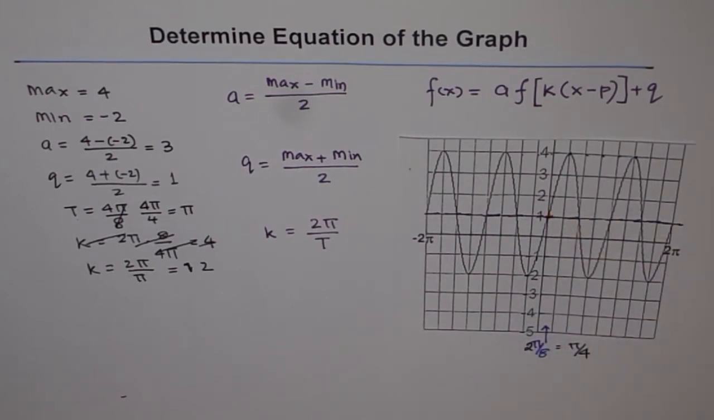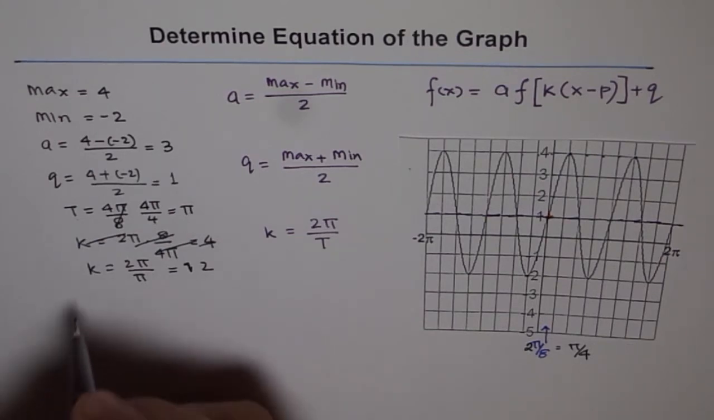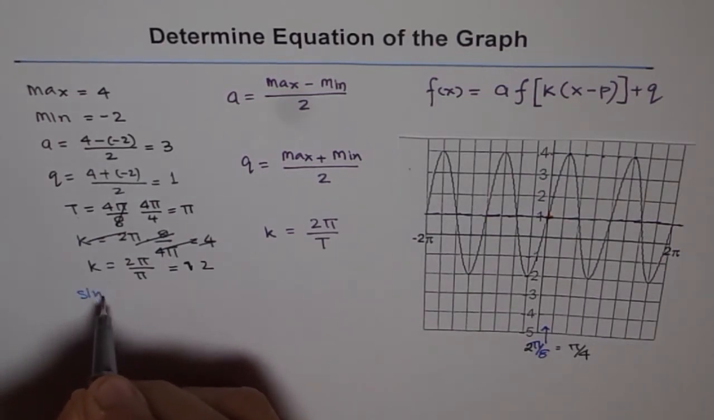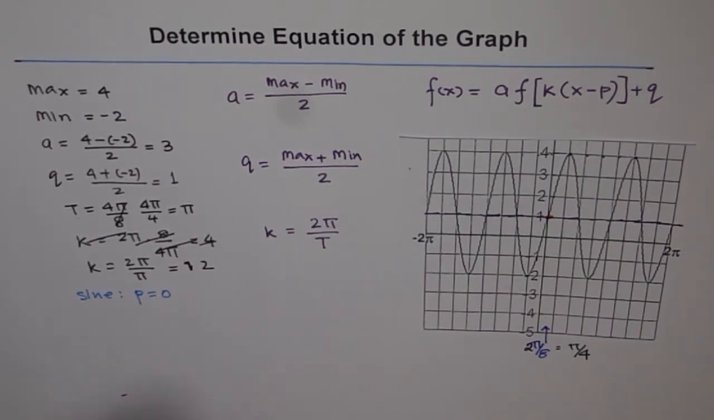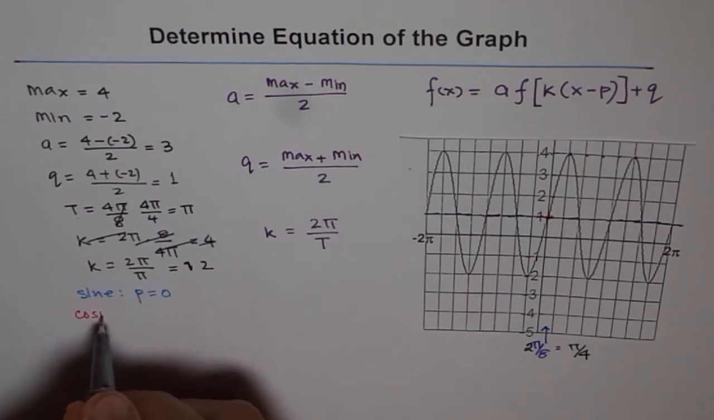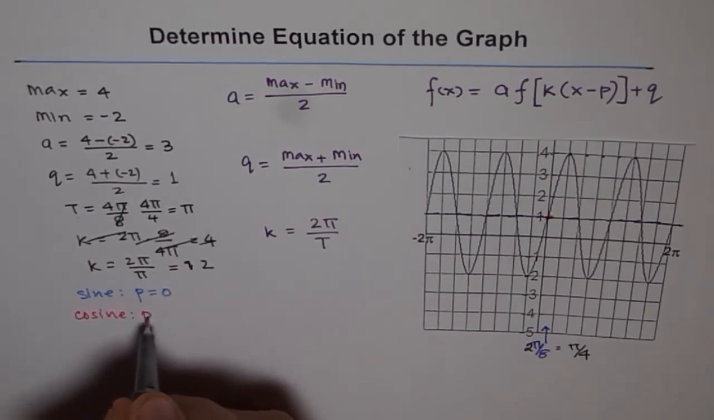Do you see that? So I'll write this in a different ink so that you understand what I'm trying to say. So if I consider a sine wave, then P is 0, right? But how about the cos wave? For the cosine wave, what is the value of P?